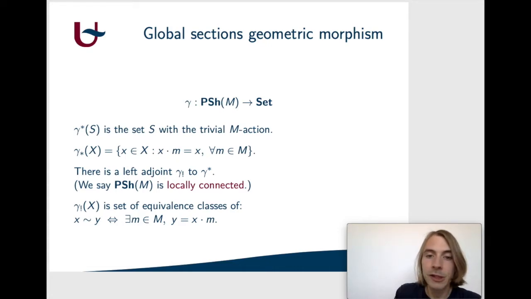There's also a left adjoint to the inverse image functor, and because this left adjoint exists, we say that the topos is locally connected. And what does this left adjoint look like? Well, you can define an equivalence relation on the elements of the M set by saying that two elements are equivalent if there is an element M of the monoid that sends one element to the other. So in some sense, the equivalence classes of this equivalence relation are precisely the connected components of the M set. So this is why this gamma lower shriek will also be called the connected components functor.